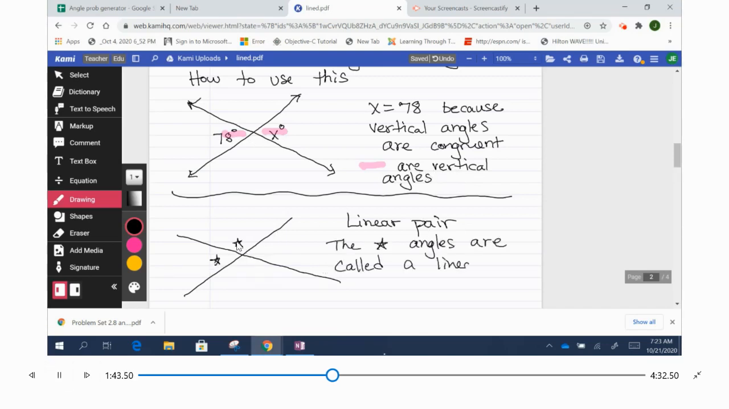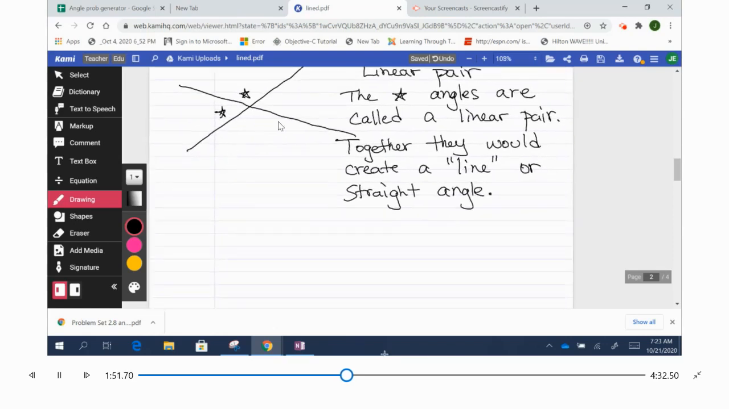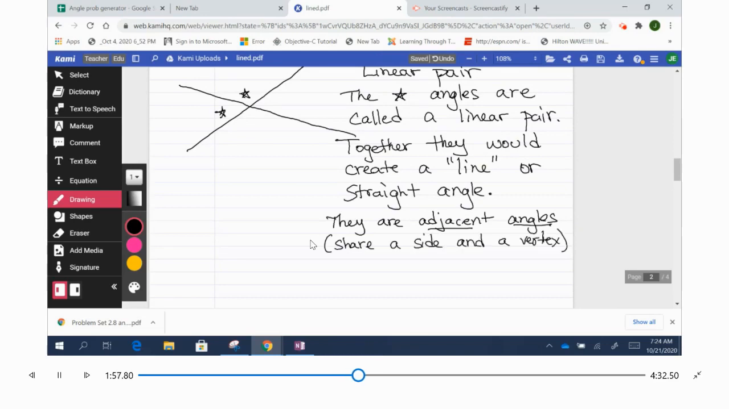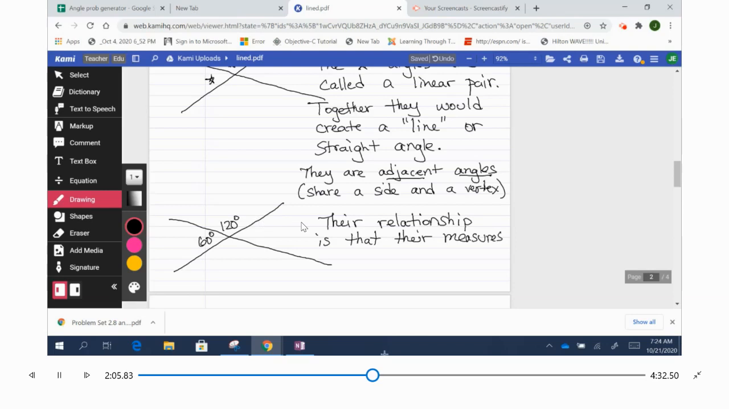Linear pair, what's going to happen here is if we were to get rid of this straight path, it would be a line or a straight angle. So that's the second situation from intersecting lines. Their angle measures will add to 180. Another term is supplementary.